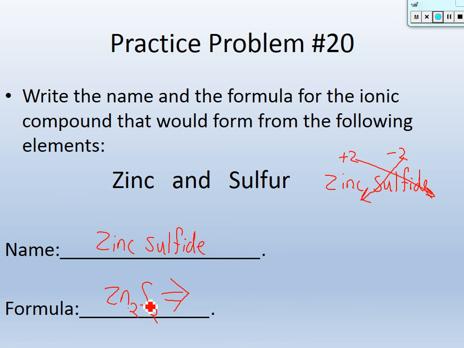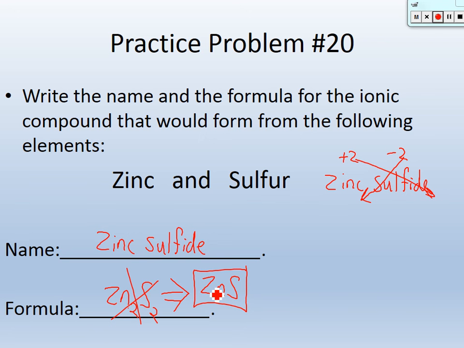So let's reduce it, and that goes to what? Zn1, S1. Do I need to write the ones? Do you have to show that you've reduced it? Well, I guess you don't have to show that you've reduced it, but if you wrote this on the test, you're going to get it wrong. So I'm looking for the reduced form, always. ZnS would be the answer.